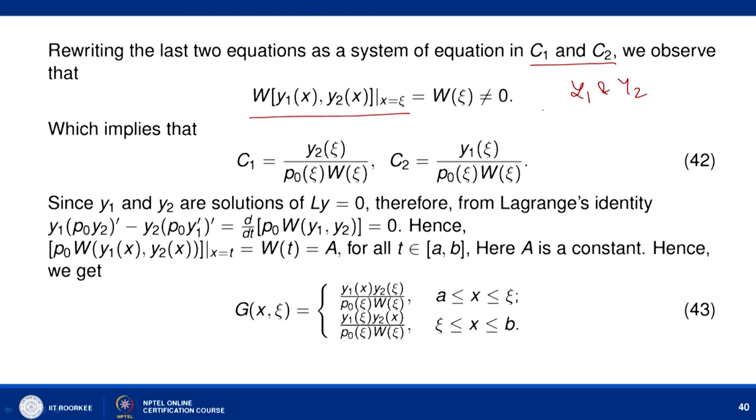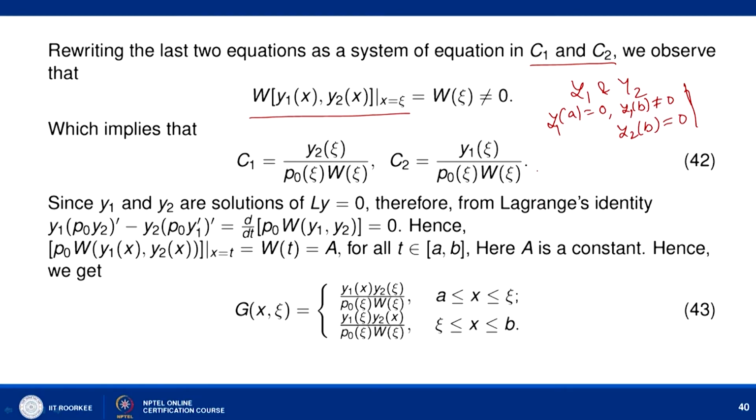How do we say that? We have already assumed that y(a) equal to 0 but y1(b) is not equal to 0, and we have assumed that y2(b) satisfies the 0 value at point b. So, y1(b) is non-zero, but y2(b) is 0. From this we can say that y1 and y2 are linearly independent of each other. So, the Wronskian is going to be non-zero, and let us call this Wronskian w(xi). With the help of this Wronskian we can find c1 as y2(xi) upon p naught(xi) w(xi), and c2 as y1(xi) upon p naught(xi) w(xi).